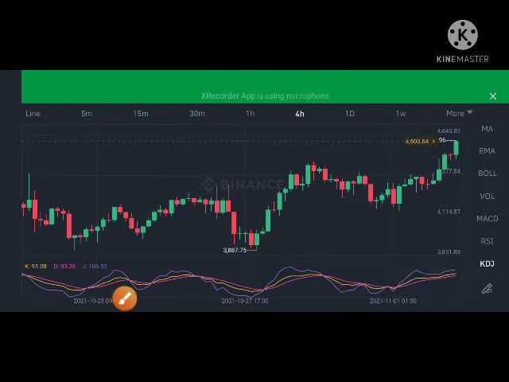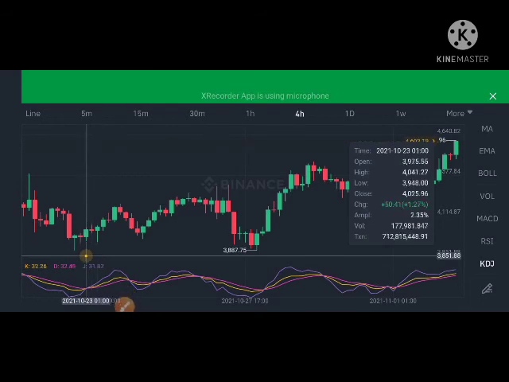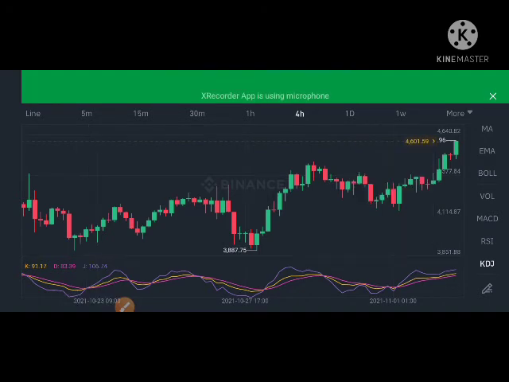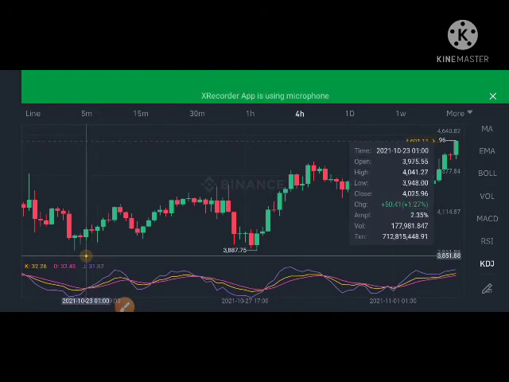Now when the J line crossed the K and the D line, there was a change in direction of the trend. The trend was a downtrend before, but when the cross happened at this point, there was a change in direction, and we saw that when it crossed below this point, there was also a change in direction.